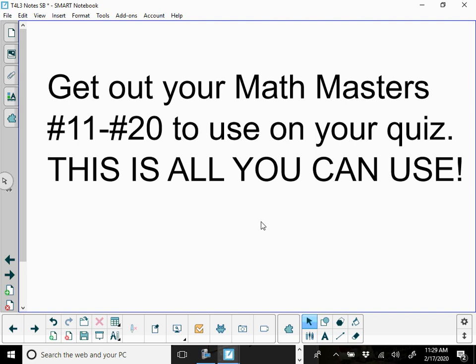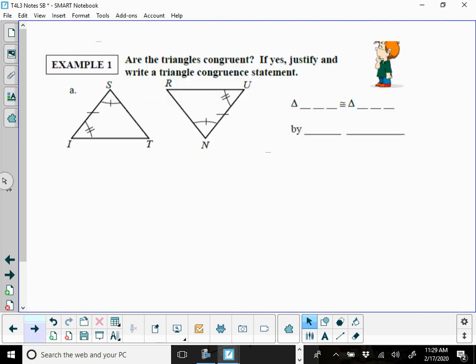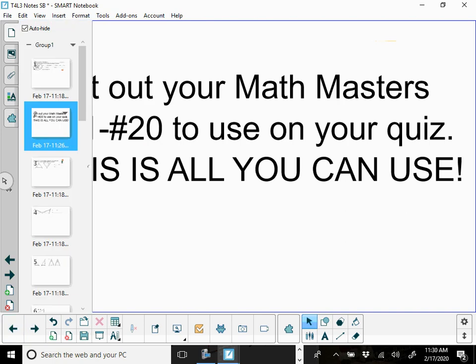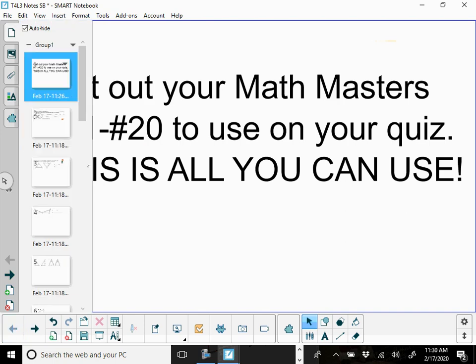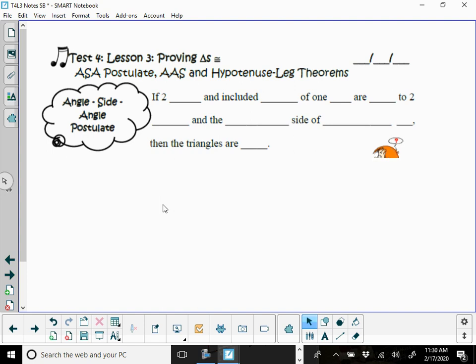Yesterday in class we talked about side, side, side, and side, angle, side. And today we are going to talk about angle, side, angle, angle, angle, side, and hypotenuse leg. Okay, these are going to be the 5 ways that you can prove triangles are congruent. So again, yesterday we talked about the first couple: side, side, side, and side, angle, side. Today we're going to move further into angle, side, angle, angle, angle, side, and hypotenuse leg.